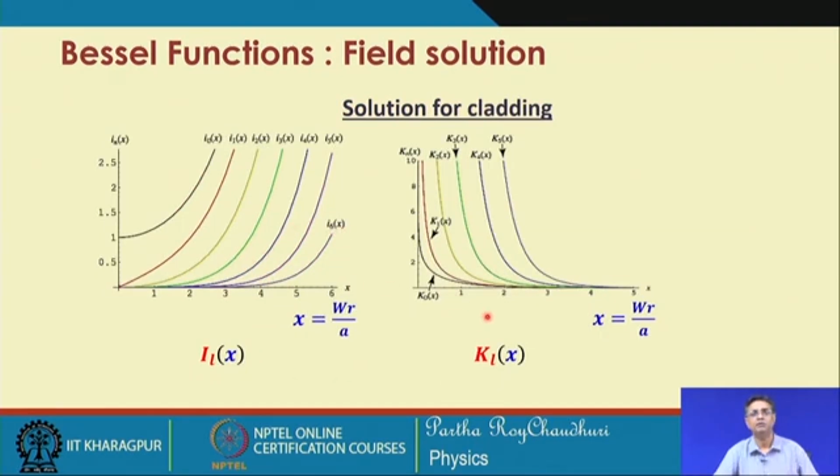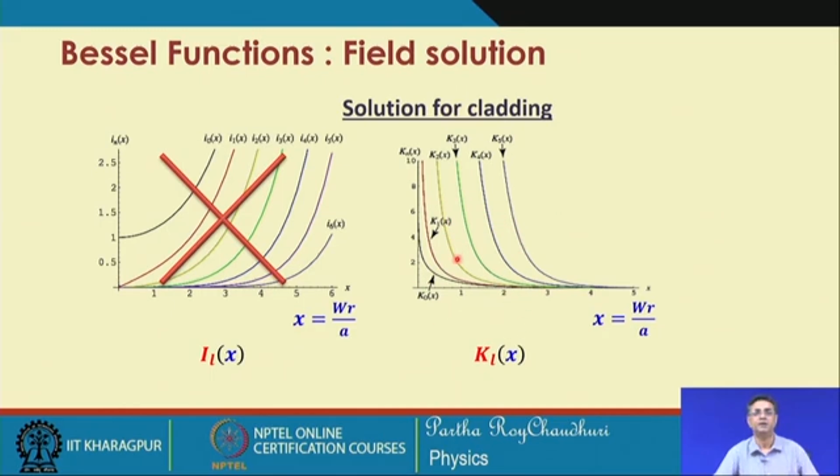Once again we will look at this: when r tends to infinity, this function I L grows up and becomes infinite, but the light power will always be finite. At infinity it cannot be infinite. So, this solution is again not acceptable, and we will combine the core solution with this solution as the cladding.